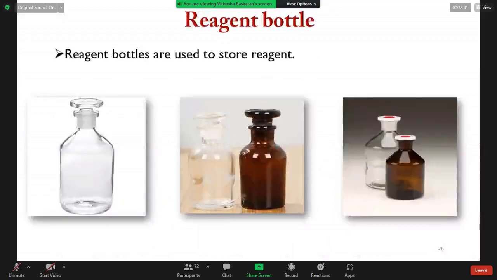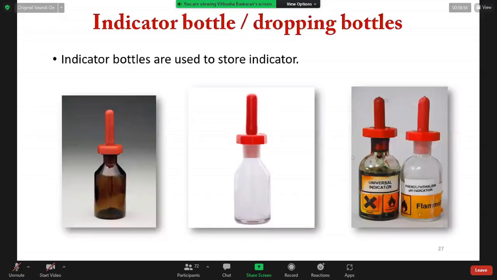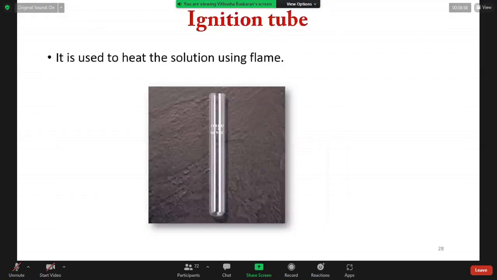Okay. And the reagent bottle can be in two colors, brown color and normally colorless or amber color bottles. And these are used to store the reagent. And the indicator bottles or dropping bottles are used to store the indicators.